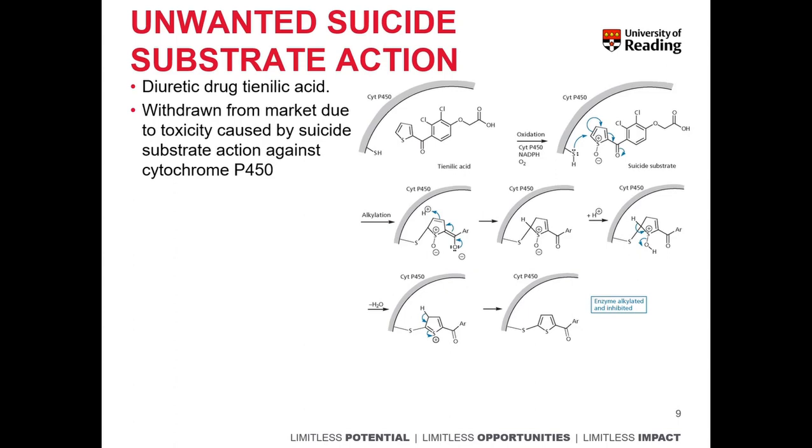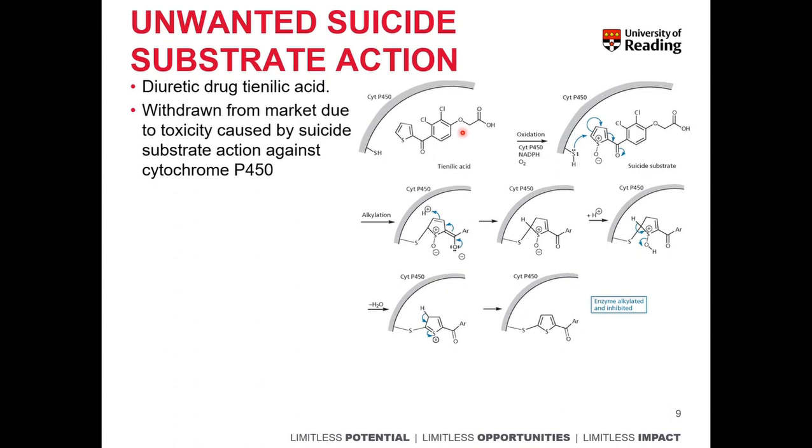And this was the case for the drug tienilic acid. Now, tienilic acid was a drug that was produced to be a diuretic, but it was eventually withdrawn from the market because of toxicity caused by it acting as a suicide substrate against cytochrome P450 enzymes. Now again, you don't need to remember any of this, you just need to be aware that suicide substrates can sometimes attack or inhibit the wrong target. But you can see this example here with the tienilic acid.